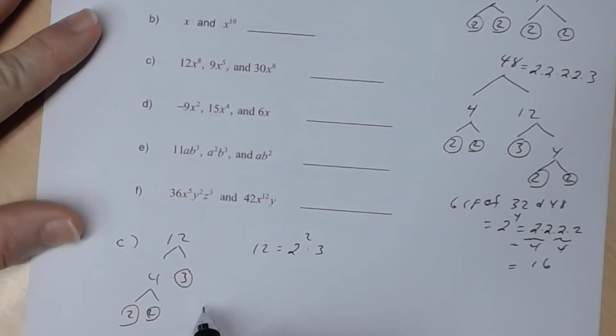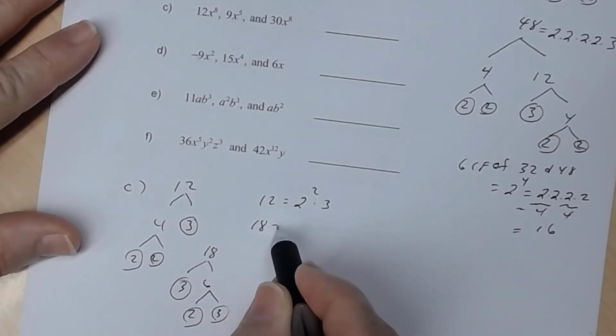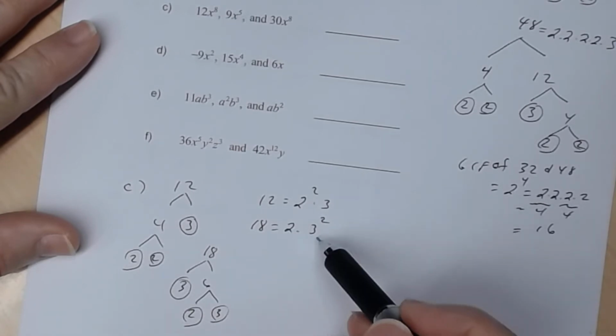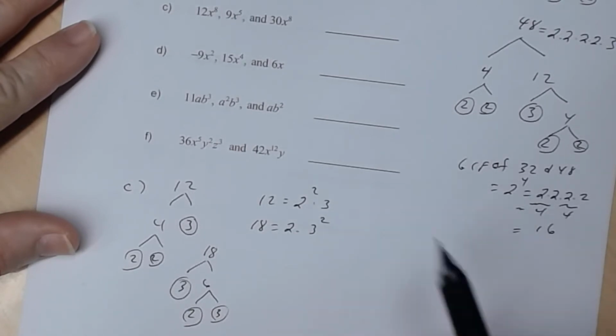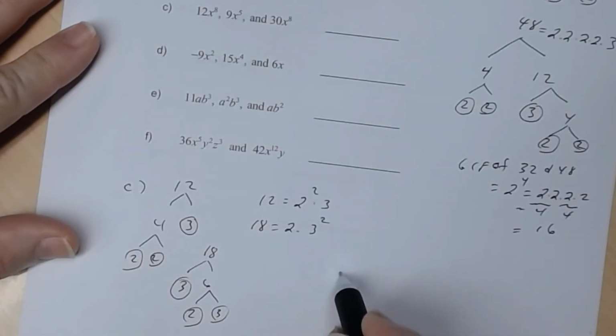18, I'm going to do that here. 18 I can write as 3 times 6. 3 is prime, and 6 I can write as 2 times 3. So 18 becomes 2 times 3 squared. I'm going to try to align my common factors to make it easier to see. And then the other one is 60, and 60 is 10 times 6.